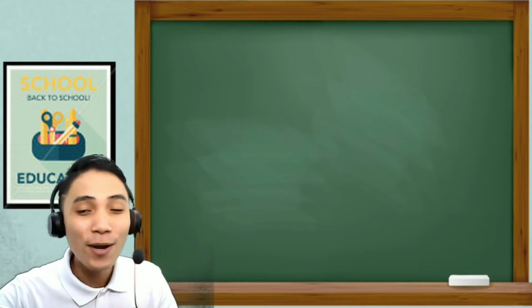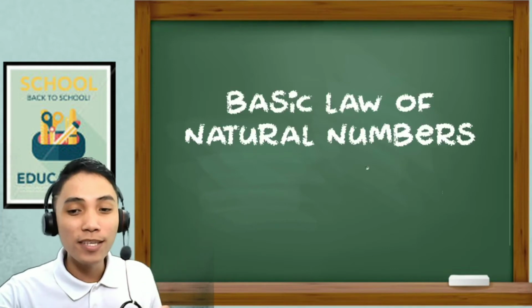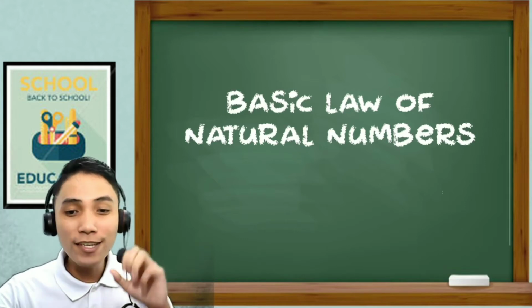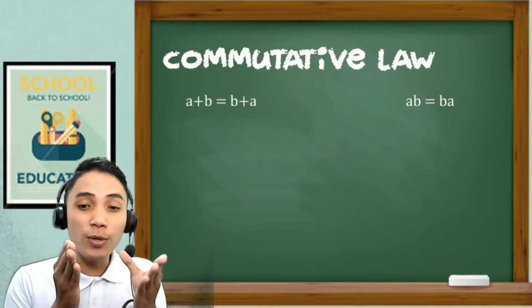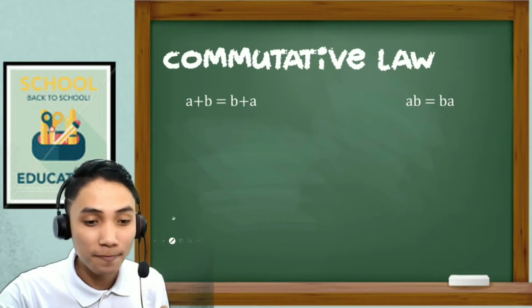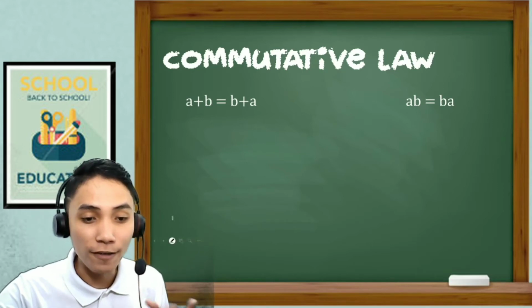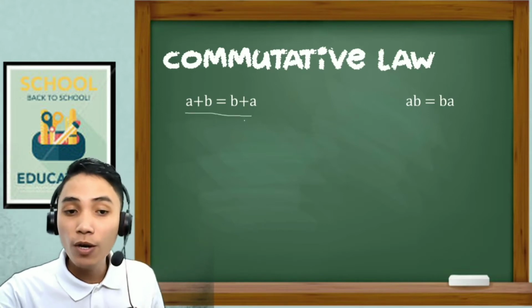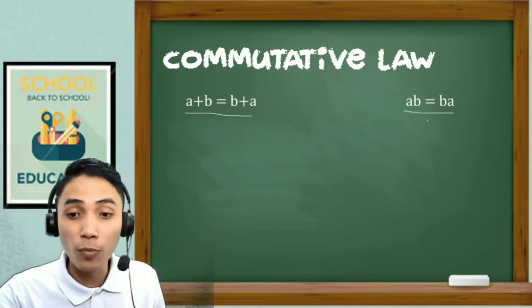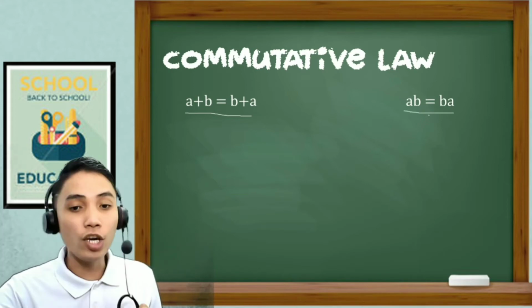In this video, we are going to learn about the basic laws of natural numbers. The first law is the commutative law. We have here the first set, that is the commutative law for addition. The second set is the commutative law for multiplication.